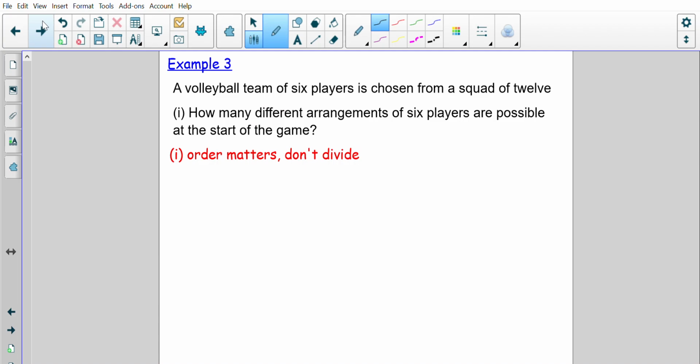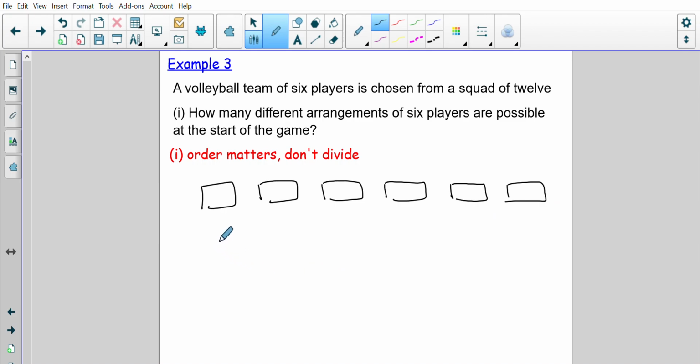Right, let's look at this slightly differently now. Now we've got a volleyball team of 6 players, but we're going to choose these 6 players from a squad of 12. First of all, how many different arrangements of these 6 players that we choose are going to be possible at the start of the game? Again, we're going to arrange the 6 players we choose, so the order is going to matter, so we're not going to divide. And I'm going to get my 6 boxes for my 6 players.